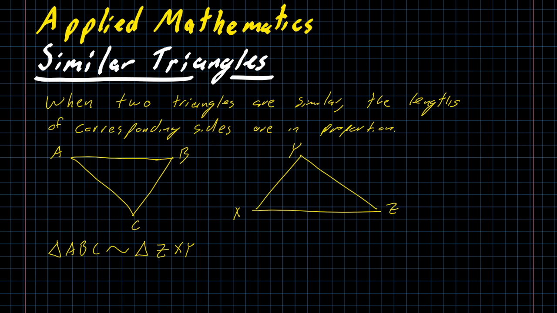And you might be surprised at first that I've called this triangle ZXY instead of triangle XYZ. And the reason for that is that the naming convention is important. Remember, the lengths of corresponding sides of the triangles are in proportion. The way that we name our similar triangles tells us which sides are corresponding. Side AB corresponds to side ZX.